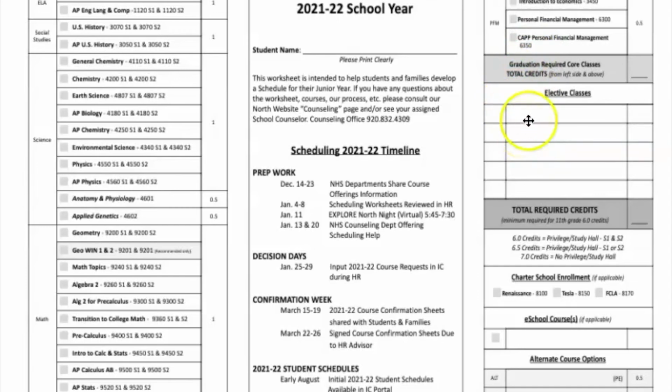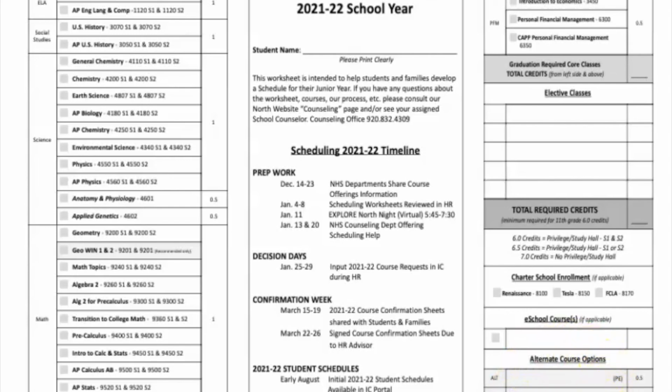They should get the names and the numbers of the classes in here, again with the hopes that everything is on here so that when you go into Infinite Campus and enter your course selections, you've got everything here on your worksheet. So again, they should total at least 6 credits. If they're involved in the charter school, they're going to want to indicate that here. And then finally at the bottom, alternative courses.